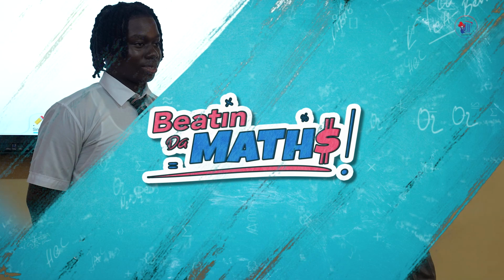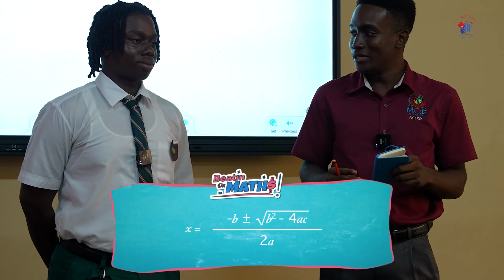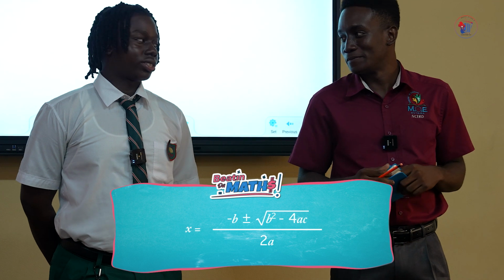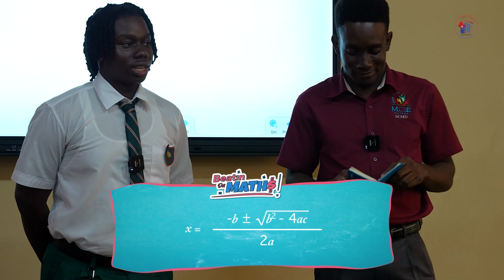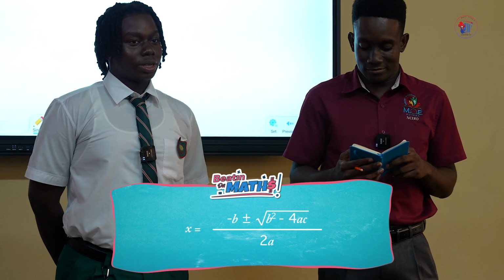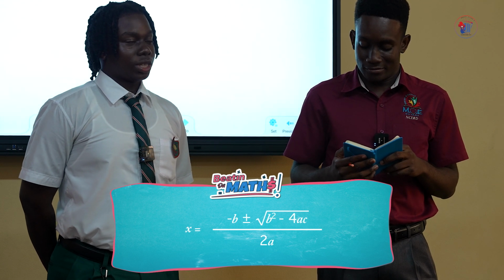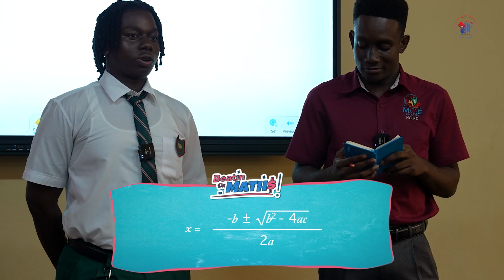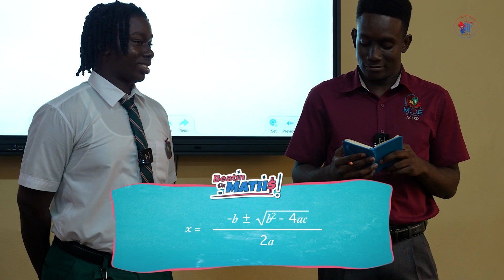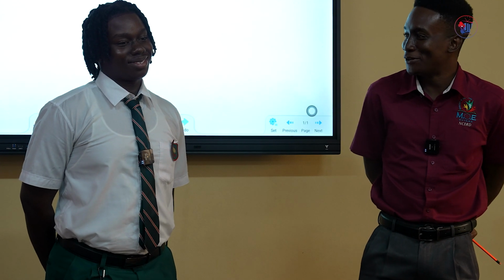Alright, Troy, let me test your memory a bit. First question. Can you remember the quadratic formula? Yes, sir. Give it a try. x equals negative b plus or minus the square root of b squared minus 4ac, over 2a. Good. Excellent, Troy.